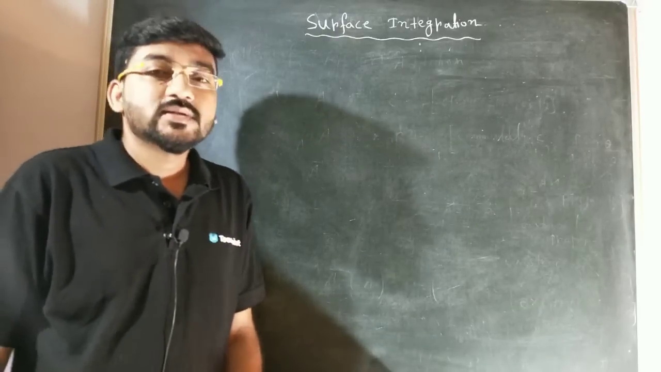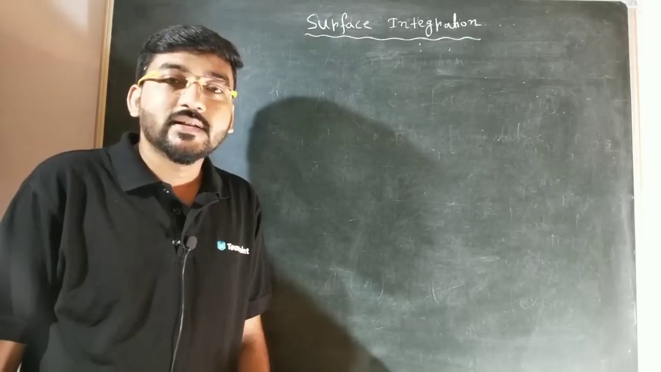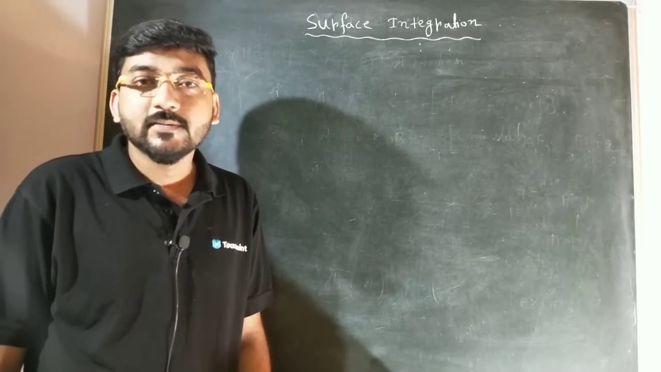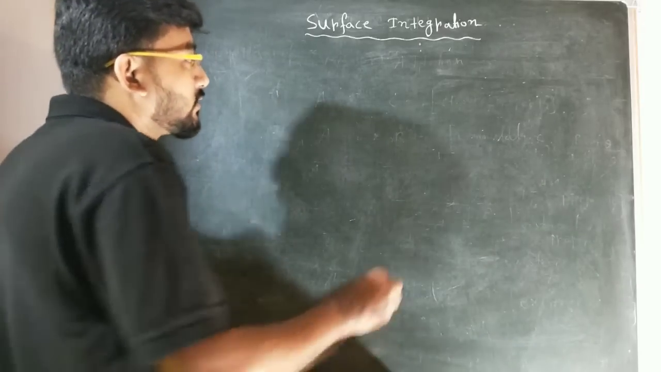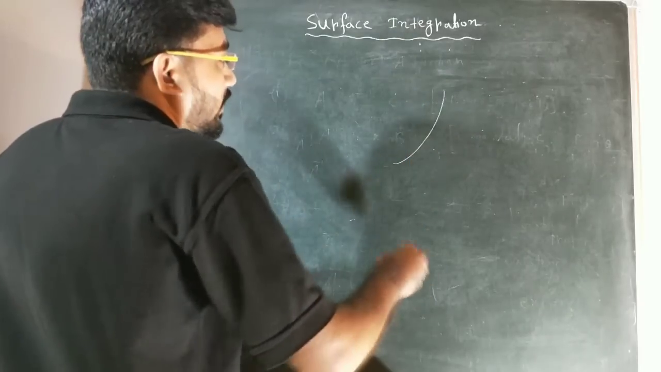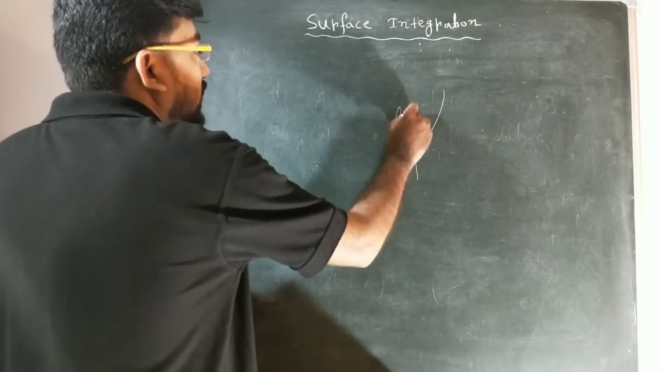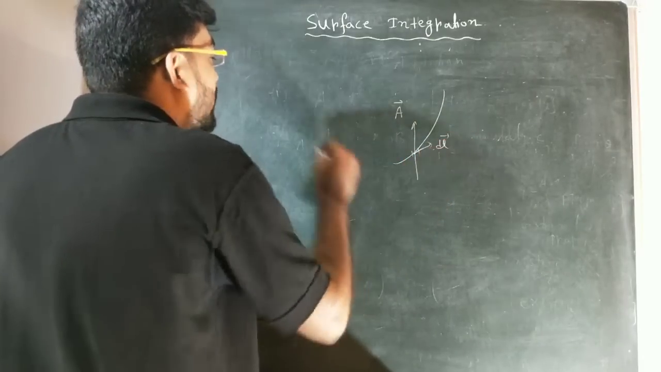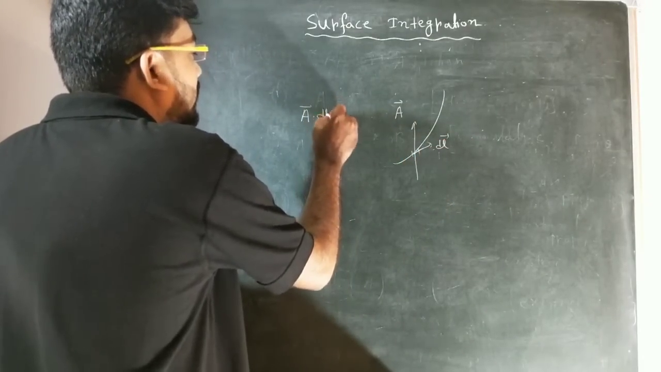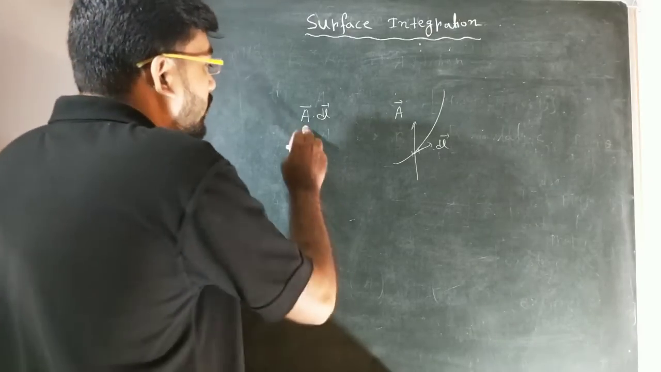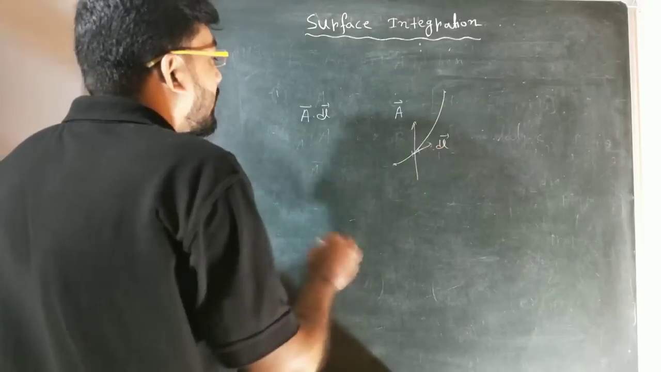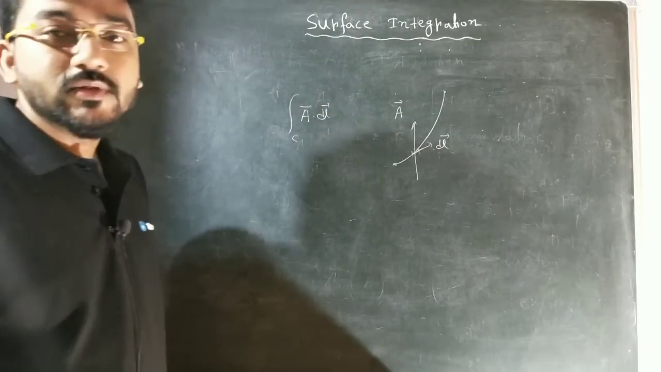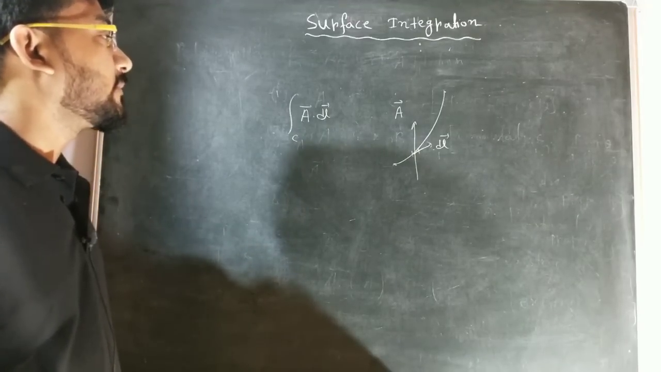We have already discussed line integration, and that line integration is always done along a curve, okay. We have seen that if there is a line and a vector field, suppose A, and if we take a very small line element dl and take the dot product of these two, then we will get A dot dl. Now if you take all the dot products from this point to this point throughout the curve, then we will get the line integration of A dot dl, okay.